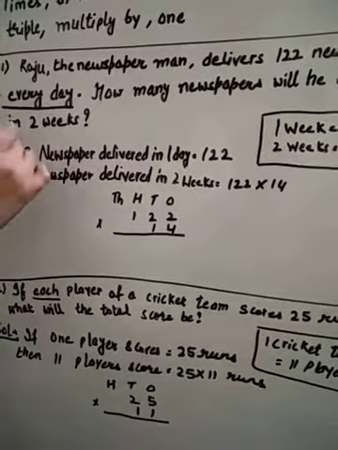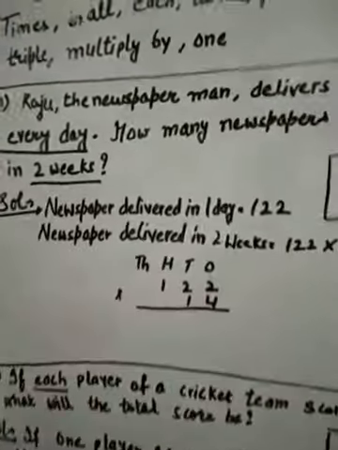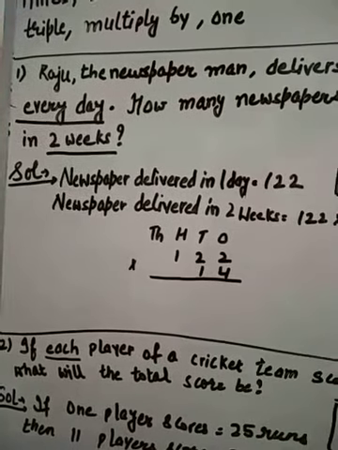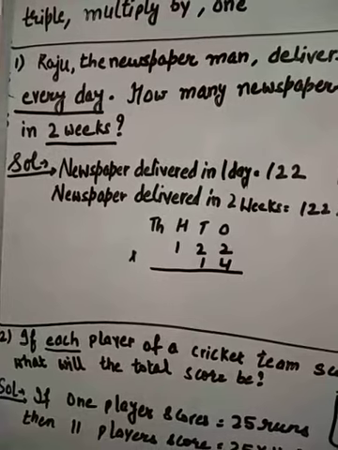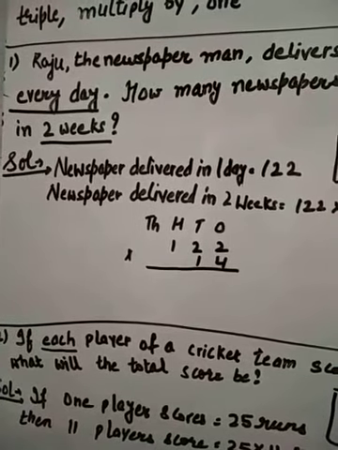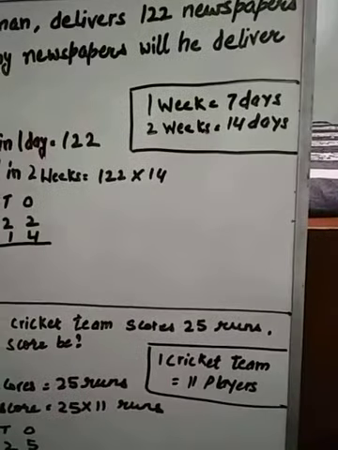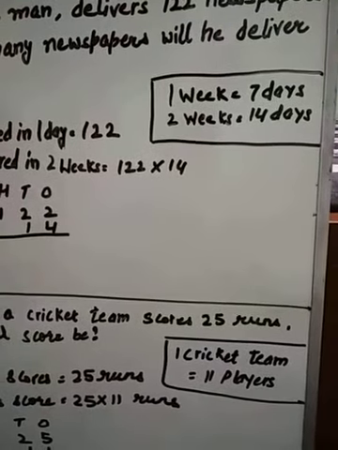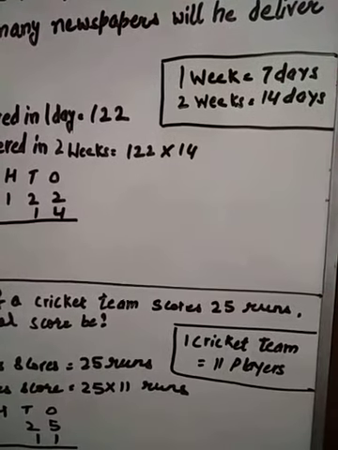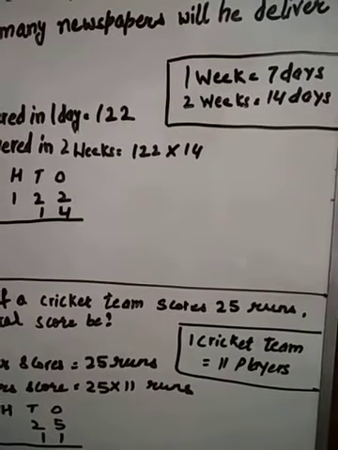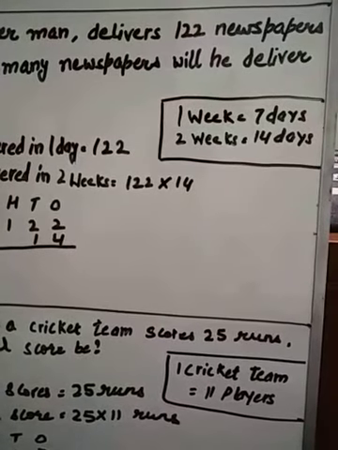Now here, in weeks we have to calculate the newspapers. So what will we do? First we will convert week into days. So for that I have written the formula there. 1 week is equal to 7 days, we all know. So 2 weeks is equal to 14 days. How? 7 multiplied by 2 is 14 days. So we have got the 14 days of 2 weeks.